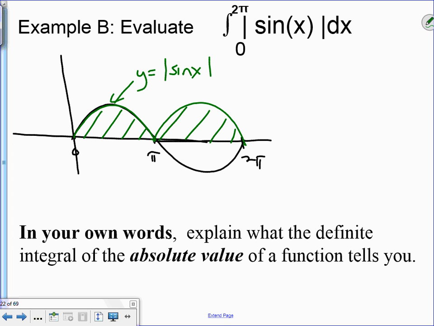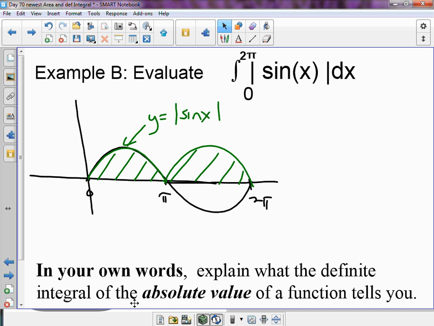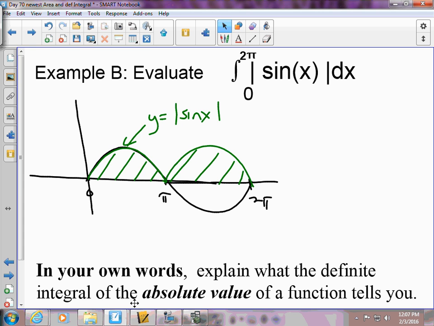So as far as explaining what the definite integral of the absolute value of a function tells you, what does it give you again? Okay. Total area. Total area enclosed by the graph and the x-axis. Riley? It's supposed to be 2 pi. Wait, when you had your calculator? Oh, you wanted to do the other way?